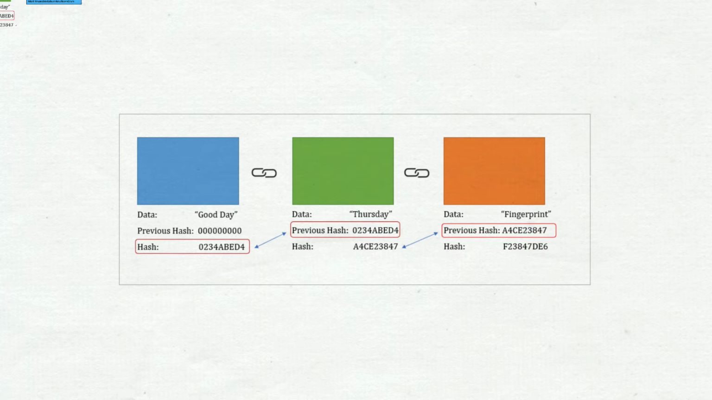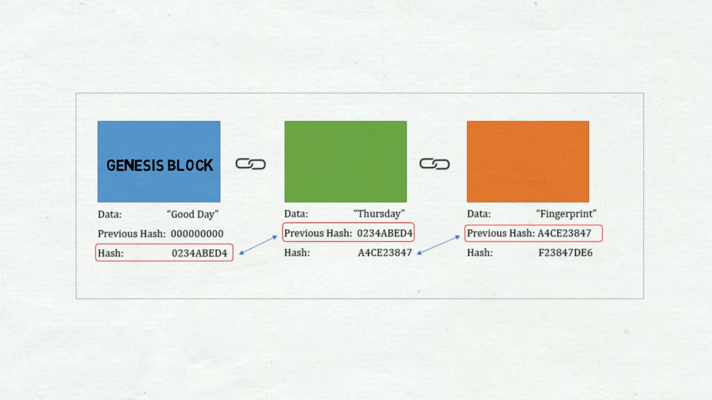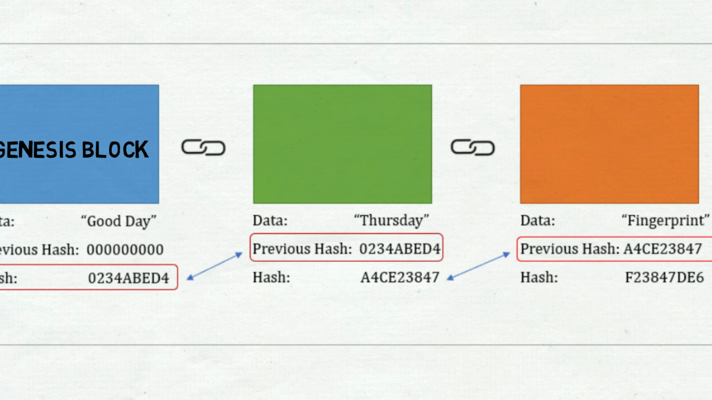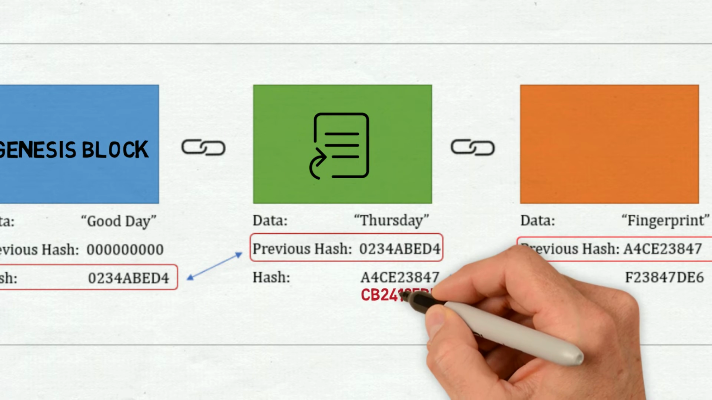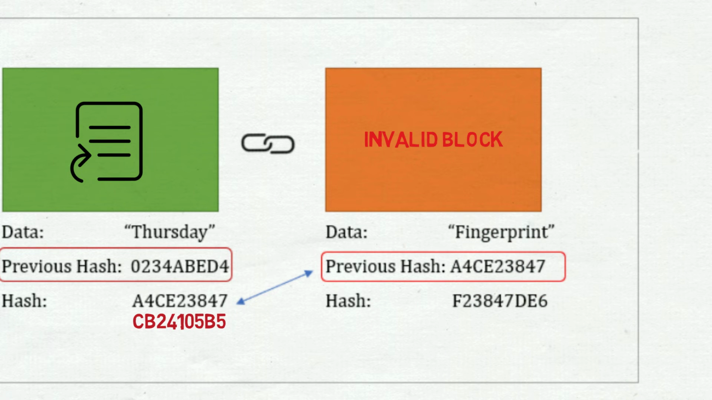Now the first block is a bit special. It cannot point to previous blocks because it's the first one. We call this the Genesis block. Now let's say that you tamper with the second block. This causes the hash of the block to change as well. In turn, that will make block 3 and all following blocks invalid because they no longer store a valid hash of the previous block. So, changing a single block will make all following blocks invalid.